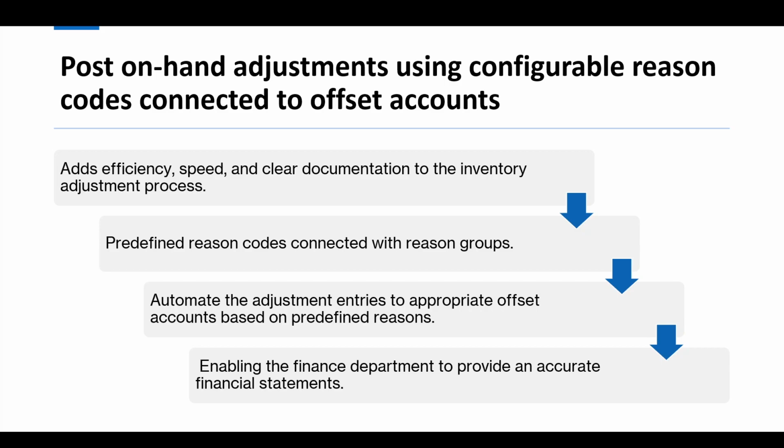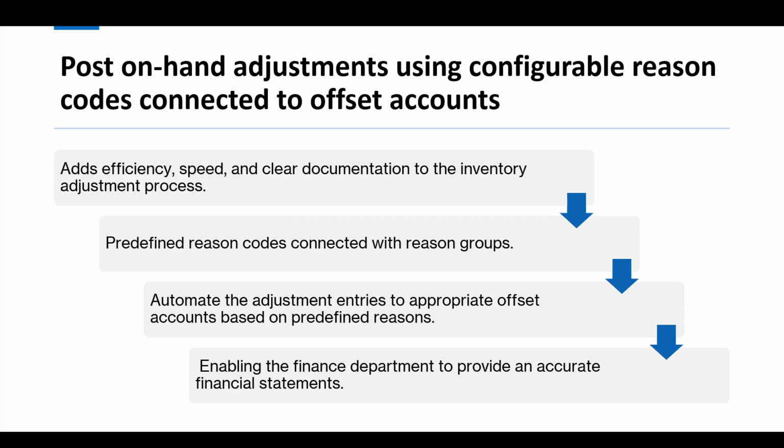The next feature is post on hand adjustments using configurable reason codes connected to offset accounts. This is an enhancement for the current process that was initially developed to add efficiency, speed, and clear documentation to the inventory adjustment process by enabling the warehouse workers to select predefined adjustment reason codes like damage, expired, and so on, while they are registering the inventory adjustment transactions.